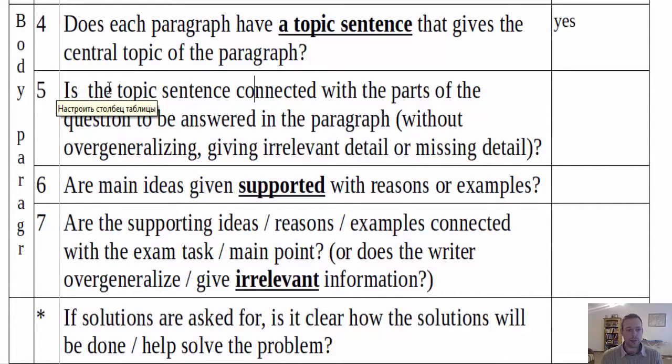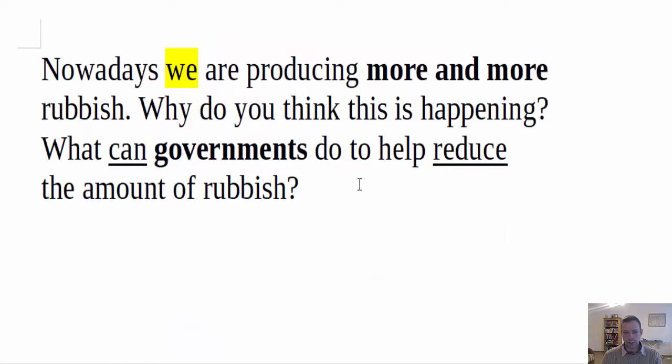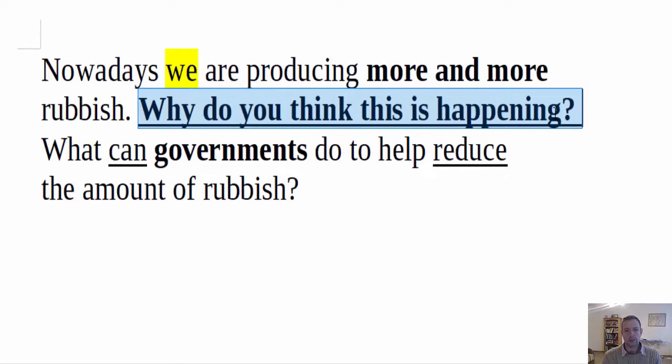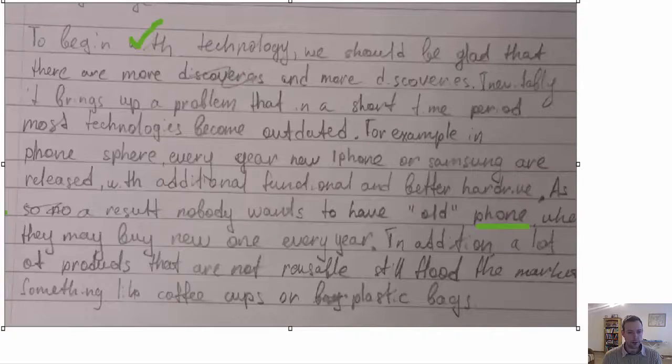Next one's really important for task achievement. Is the topic sentence connected with the parts of the question to be answered? So let's have a look at the part of the question. So the part of the question we're looking at here is, why do you think this is happening? Okay, why do you think this is happening? So it's giving reasons. This is what we need to be doing. Here it says, to begin with technology, we should be glad. So that's not really connected to the topic. We should be glad. It's giving advice about how we should feel, that there are more and more discoveries. So that's answering a different question.